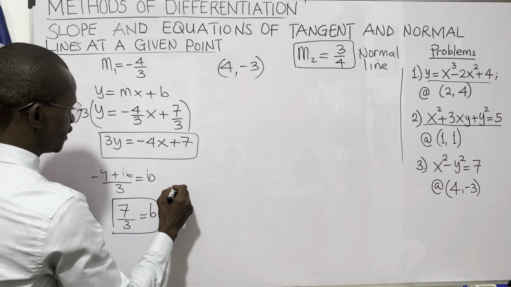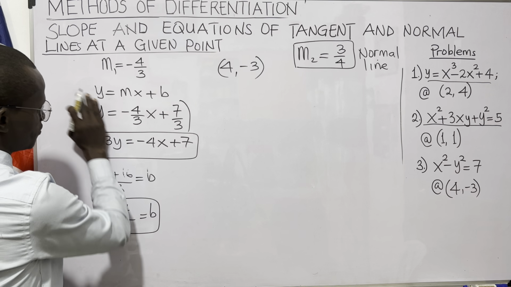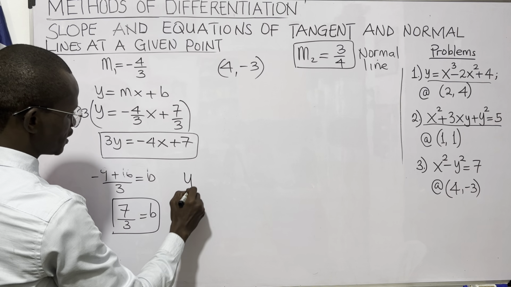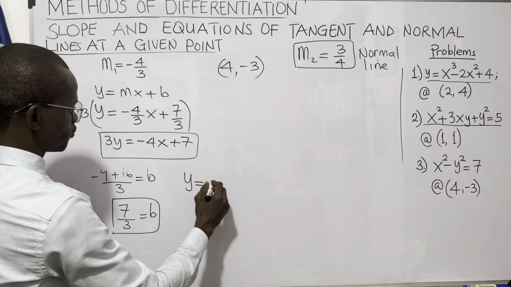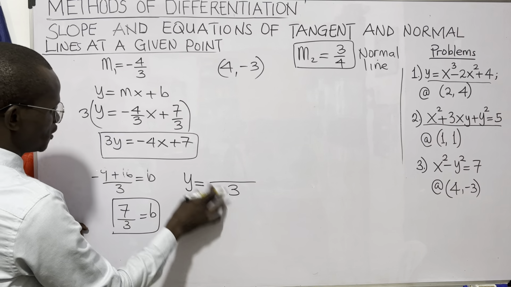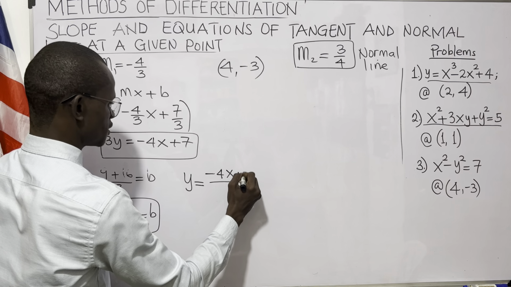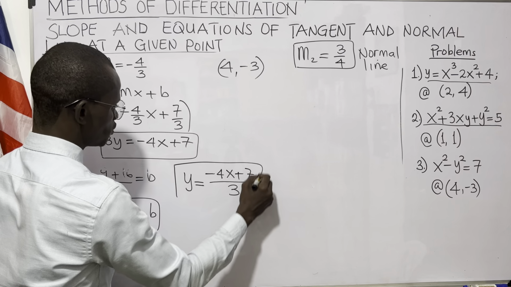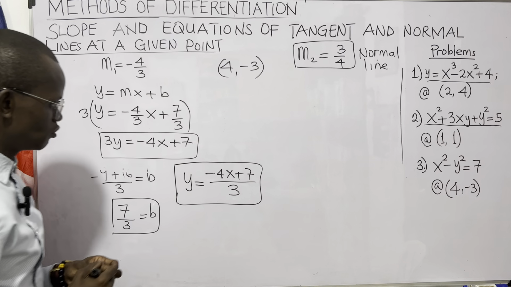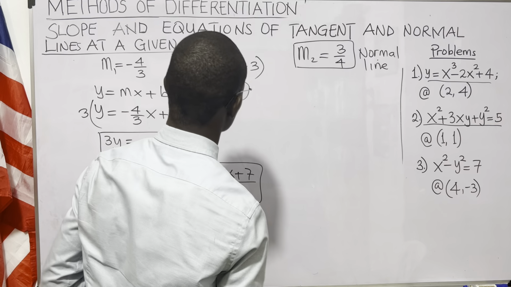Or you can say, okay, I'm not going to multiply all sides by 3. I'm just going to simplify this one. You will just have your y equal to, the LCD is 3, or the denominators are the same. We take one of them and add the numerators. So you just have minus 4x plus 7. So whatever way you want your final answer to be in, you can rewrite it in that form.